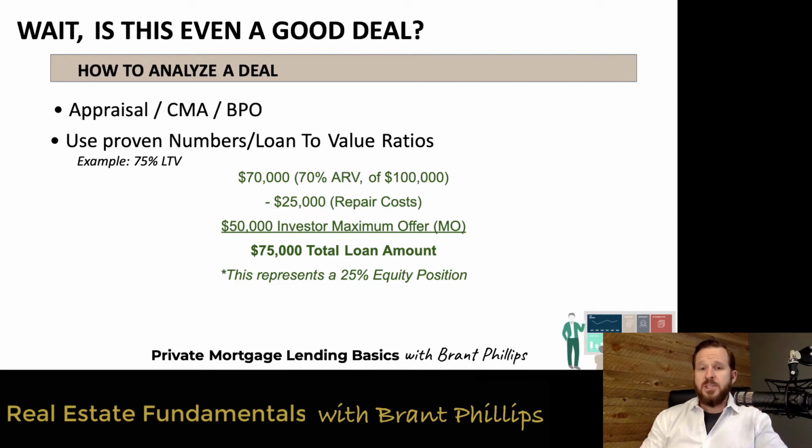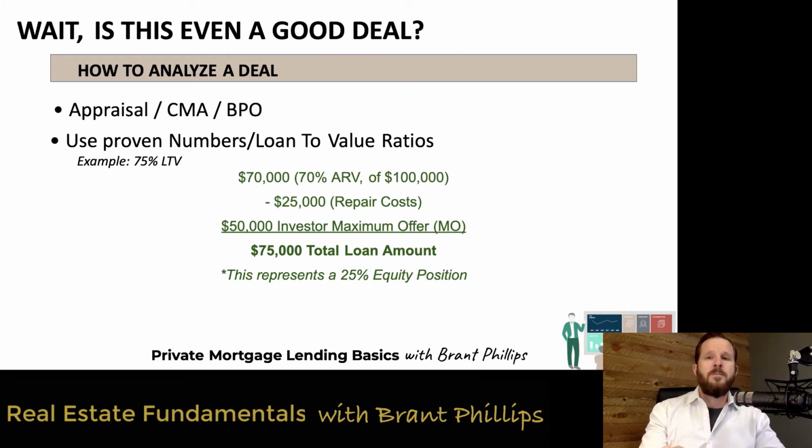This should really be basically a $45,000 maximum offer if those repair costs were $25,000. But long story short, this should be about a $70,000 loan amount to put you at a 70% LTV. If you're comfortable in the deal at a 75% LTV, then it could be a $75,000 loan amount.